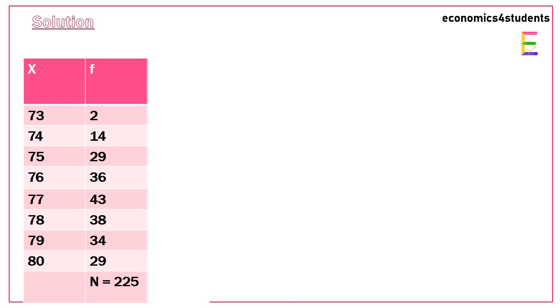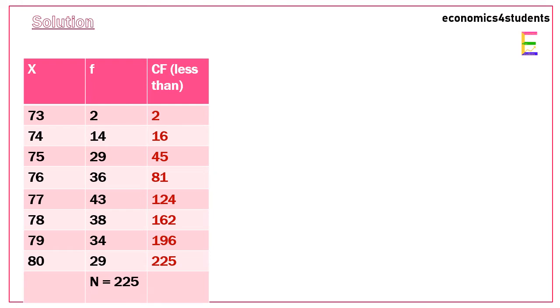First we will calculate less than cumulative frequencies and construct the CF column. In the CF column, we add the successive frequencies from top to bottom and write it next to the respective x values. Here cumulative frequency 2 is written corresponding to value 73. Then 2 plus 14 is equal to 16 is written next to the value 74. Next, 2 plus 14 plus 29, which is equal to 45, is written next to 75, and so on.